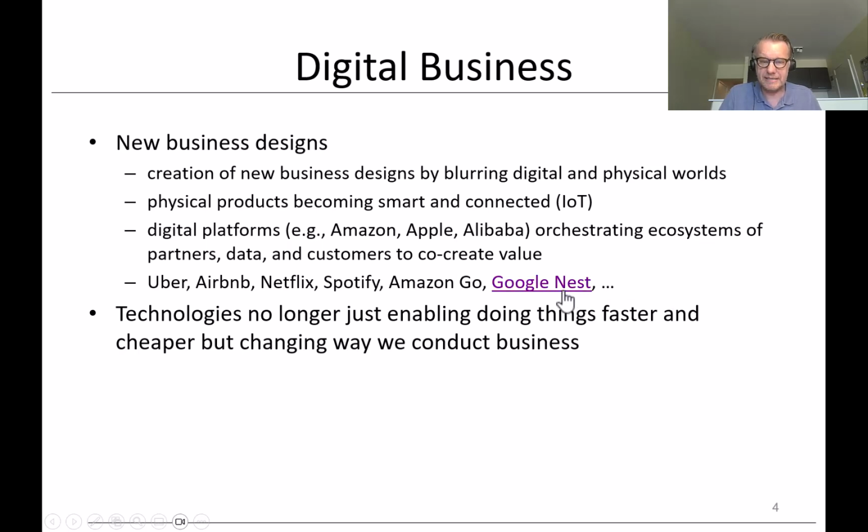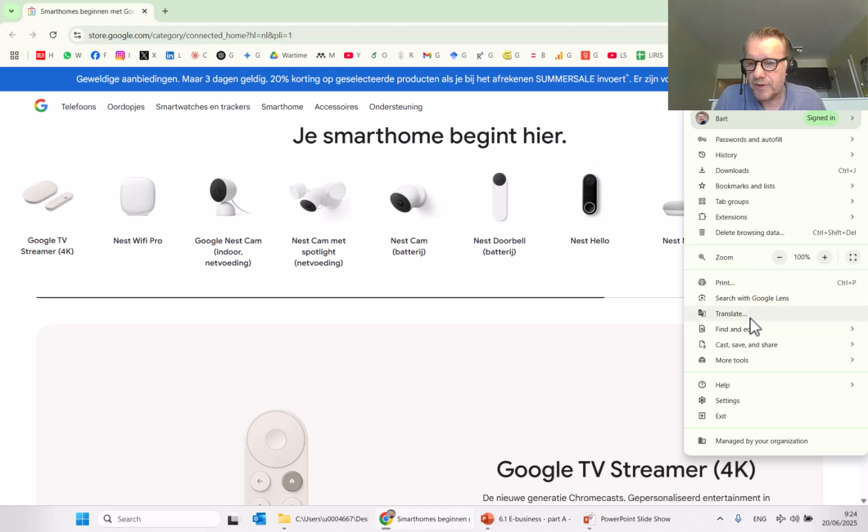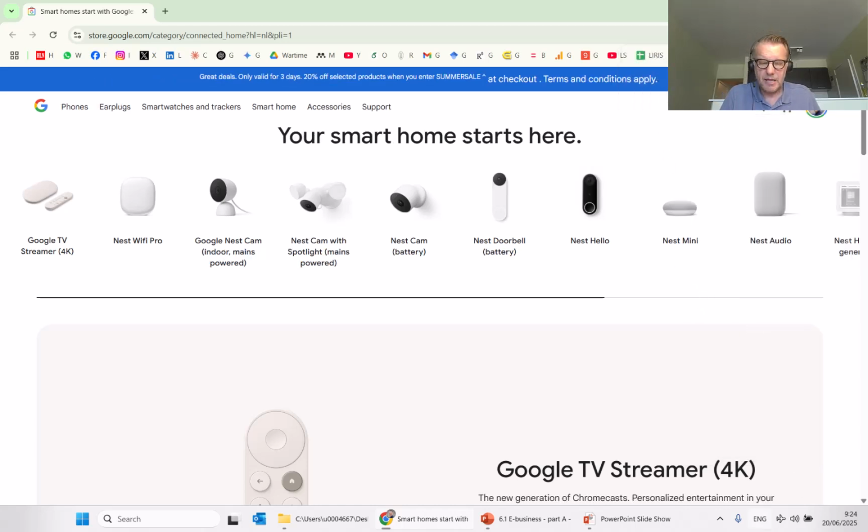Google Nest is essentially a line of, let me translate this into English. Here we go. It's a line of smart home products developed by Google, including devices like thermostats, security cameras, doorbells, and smart speakers. And these devices are designed to help automate, monitor, and control home functions using the Google Assistant and the Google Home app.